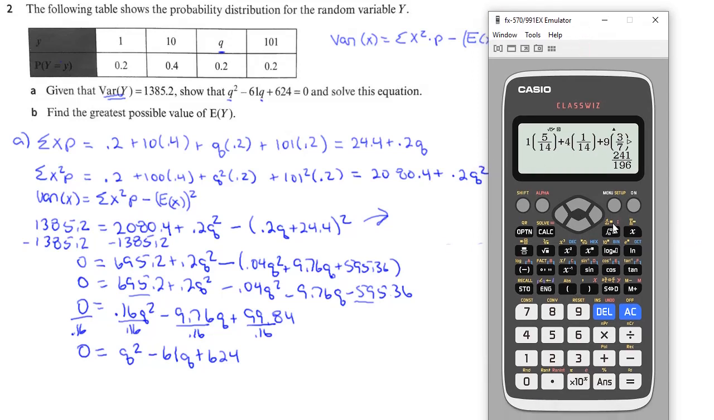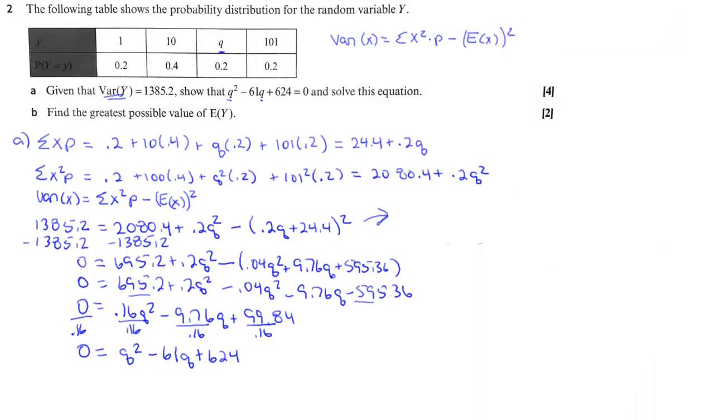So now I'm going to go over here and go to menu and press A, and then polynomials of degree 2. I'm just going to fill in these coefficients of 1, -61, and 624 as the constant. I'm going to press enter, find out my first answer is 48, and then my second answer is 13. So Q could be 48 and Q could be 13. So I write those down.